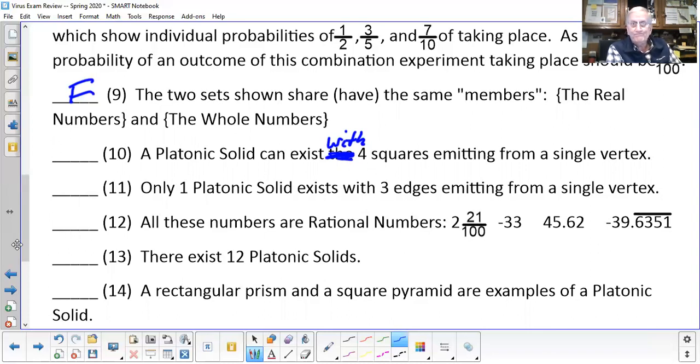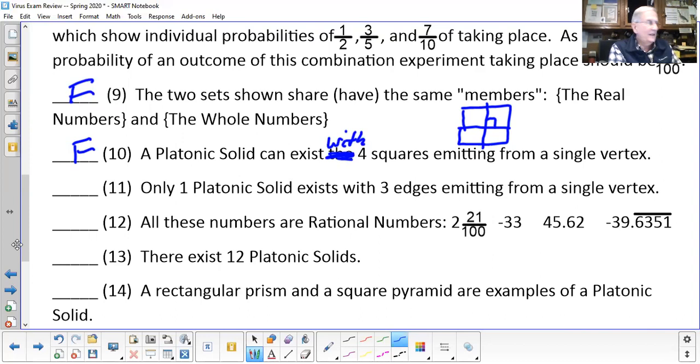Well, what's the story? No, it can't happen. You notice in a cube there are 3 squares emitting from a vertex, not 4. And if you put 4 squares next to each other in a similar configuration like I'm going to show you here, they would be perfectly flat, because those would be all 90-degree angles. So we cannot have 4 squares emitting from a vertex. Sorry about that error on the sheet.